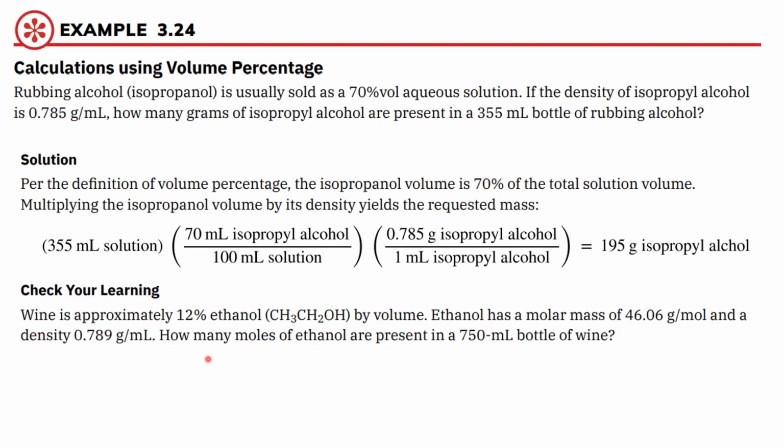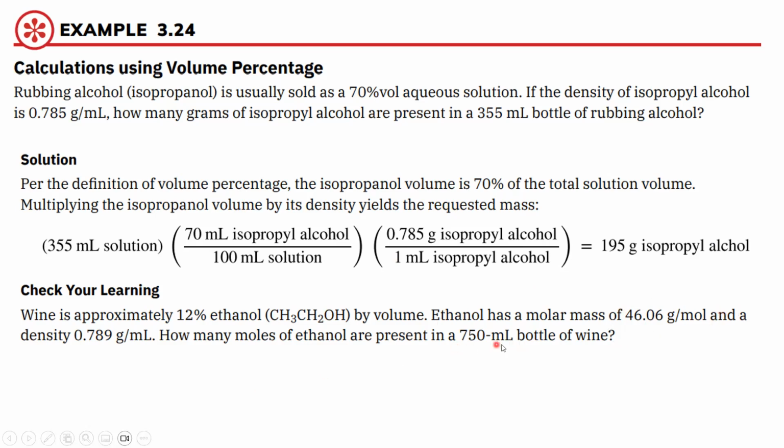So wine is approximately 12% ethanol by volume. Ethanol has the molar mass of 46.06 grams per mole and a density of 0.789 grams per milliliter. We want to figure out how many moles of ethanol are present in the 750 milliliter bottle of wine. So in this case, it's going to be a very similar calculation. But essentially, we're going to have to go one step further because we don't want to just stop at grams. We want, in this case, to convert to moles of ethanol. But those first few steps are going to be exactly the same. And then we'll just use the molar mass at the end to make that final conversion.